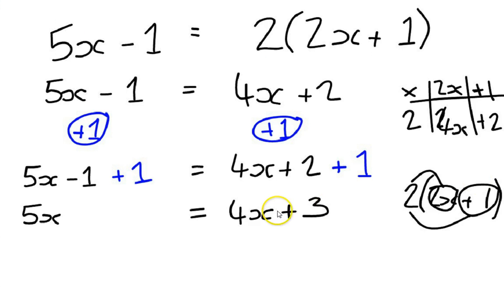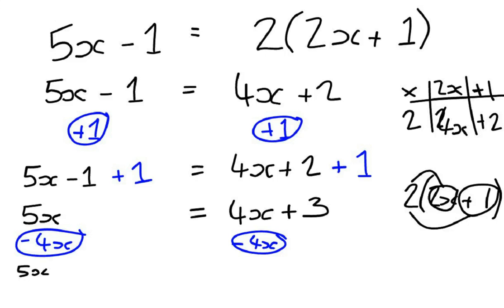So we want to get rid of this plus 4x at the minute. To do that, we need to take away 4x from this side, and of course we do the same to both sides. So 5x take away 4x on this side, and then on the right hand side we've got 4x plus 3 take away 4x.